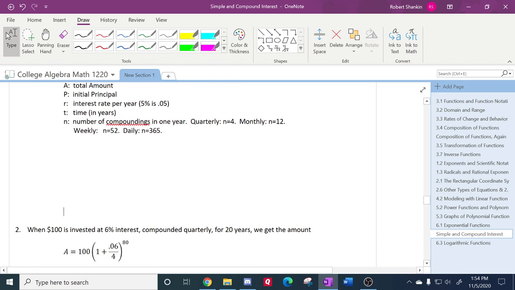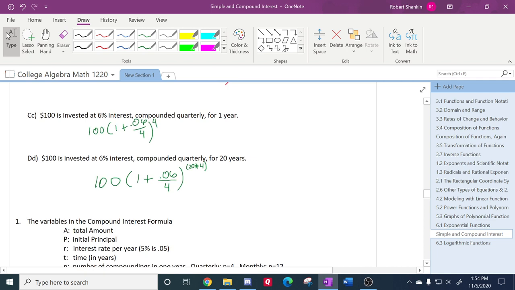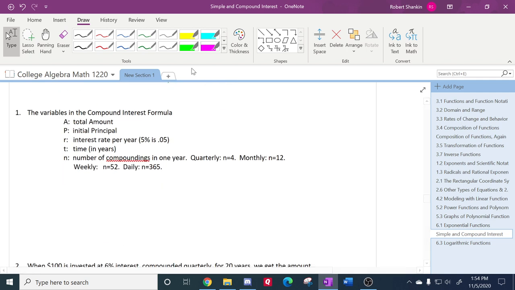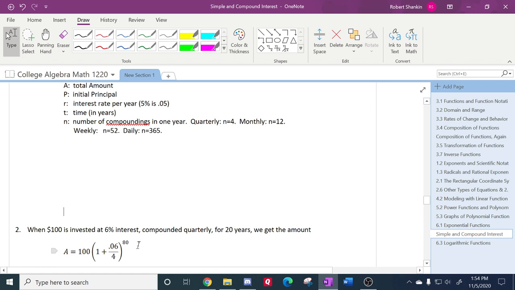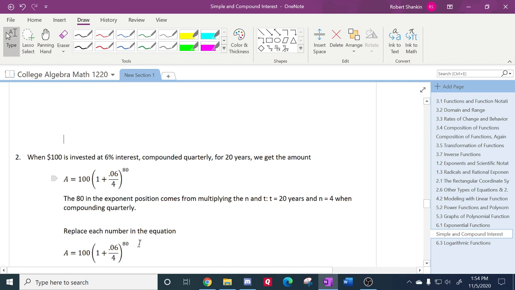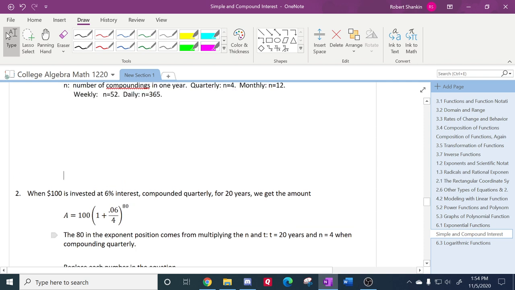All right. Now, when $100 is invested at 6% interest, compounded quarterly for 20 years, we got this expression. And that was exactly the same expression we got over here. There I wrote it as 20 times 4, and here I just put it as 80. The 80 in the exponent position comes from multiplying the n and the t. T is 20 years, and n is 4 when you're compounding quarterly.